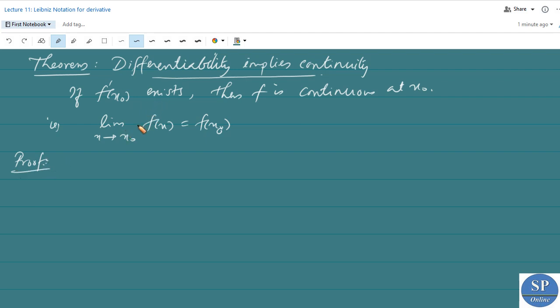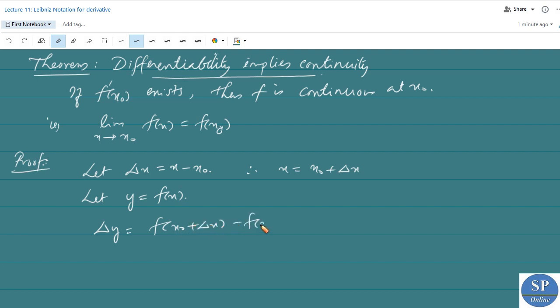Given that f dash of x naught exists, let delta x be equal to x minus x naught. Therefore, we have x equal to x naught plus delta x. Let y be our function f of x. Now, since x is equal to x naught plus delta x, we have delta y equal to f of x naught plus delta x minus f of x naught. That is delta y.